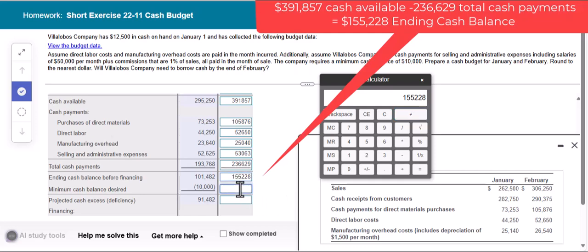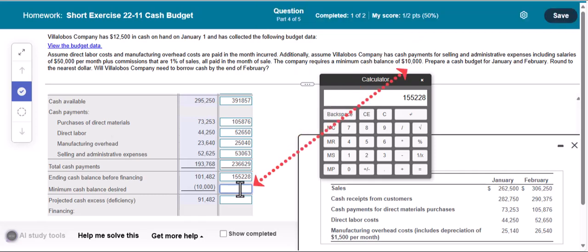And so then we want our minimum cash balance desired again, and that's the same at $10,000 that we were given before. So we want to have at least $10,000. And then projected cash excess or deficiency. So do we have an excess or deficiency here? Well, we have much more than $10,000 in our ending cash balance before financing, so we have an excess of $145,228. And again, how I got that number is taking out that $10,000 threshold that we want to meet from the ending cash balance before financing.